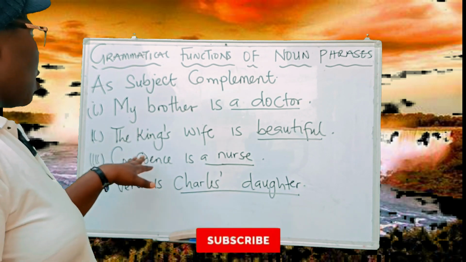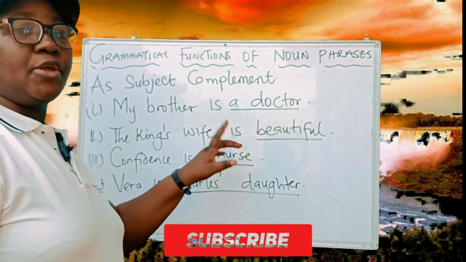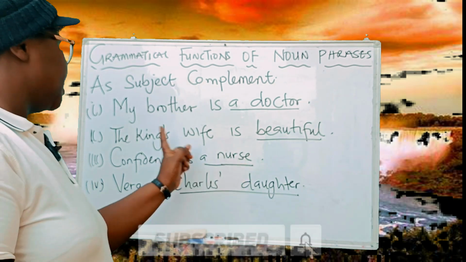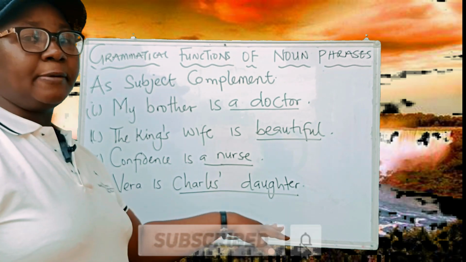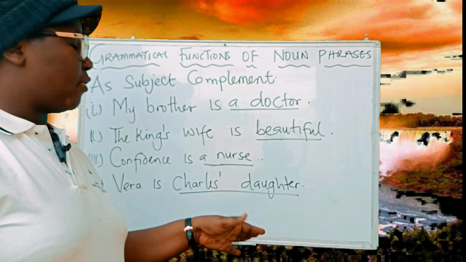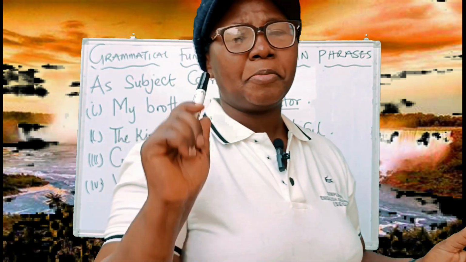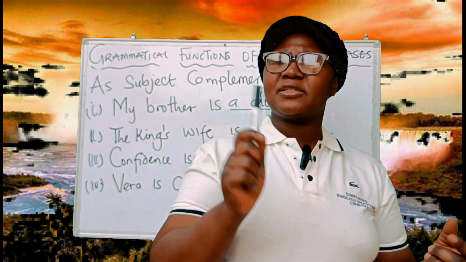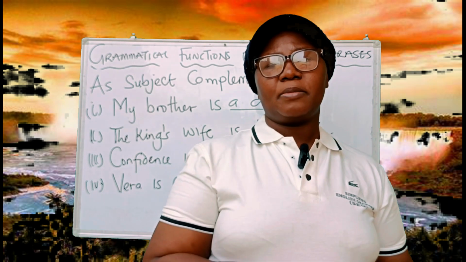Number three, we have: Confidence is a nurse. A nurse here is telling you and giving you more information about the subject, Confidence. And finally, here we have: Vera is Charles's daughter, telling you more about Vera, who she is. Therefore, this is a subject complement. I believe you have learned something, that number one, it can be a subject, an object, and a subject complement.